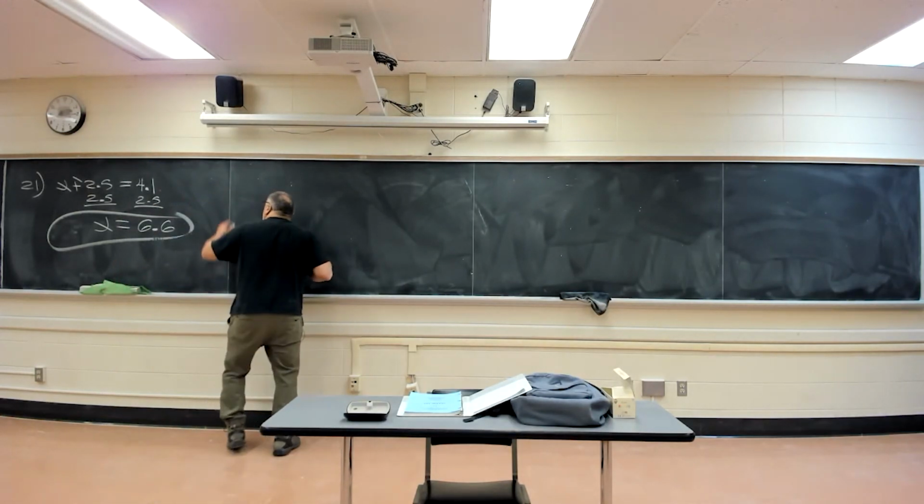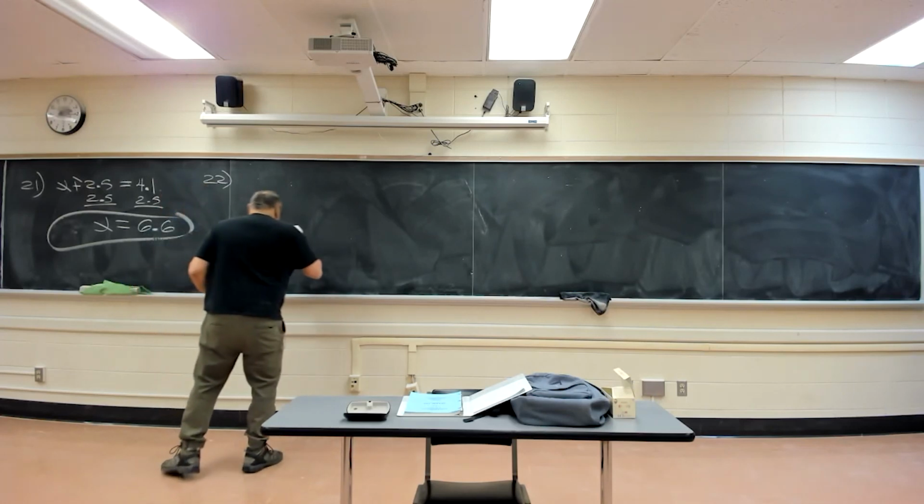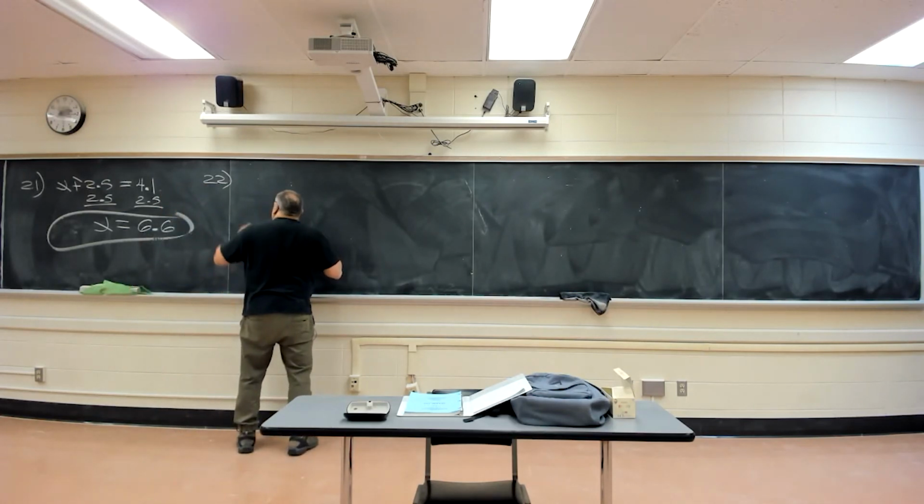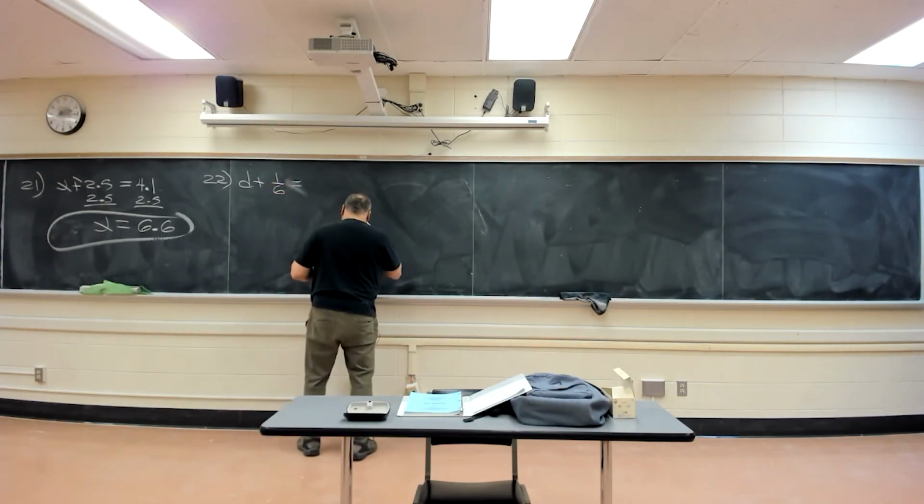For 22, we're talking about d plus 1/6 equals 5 over 6.